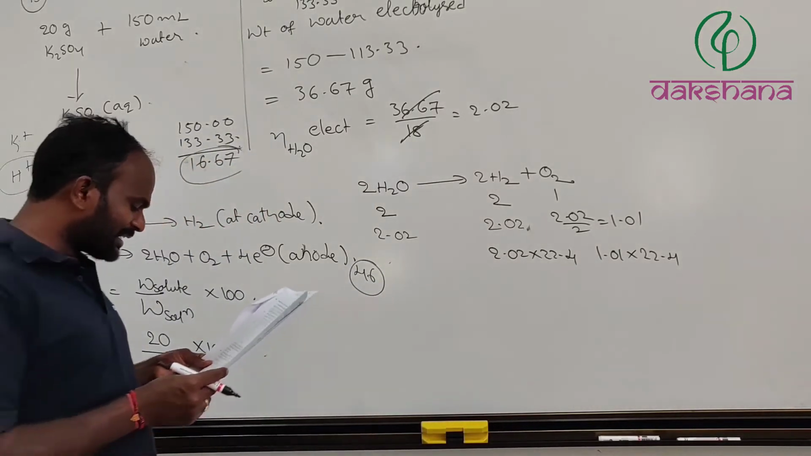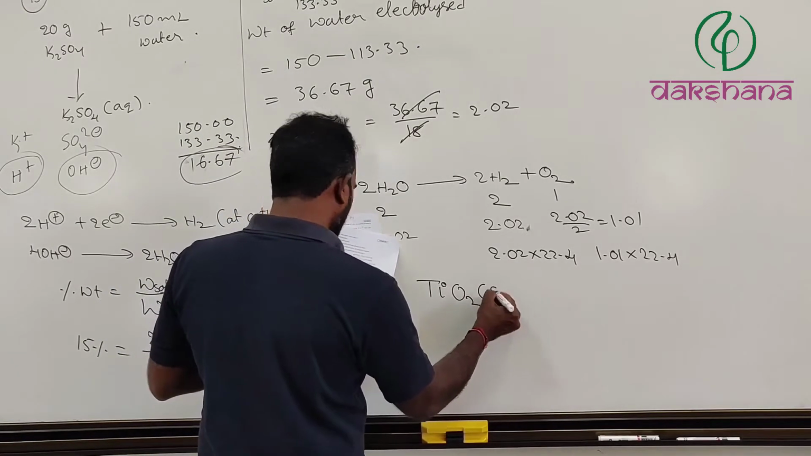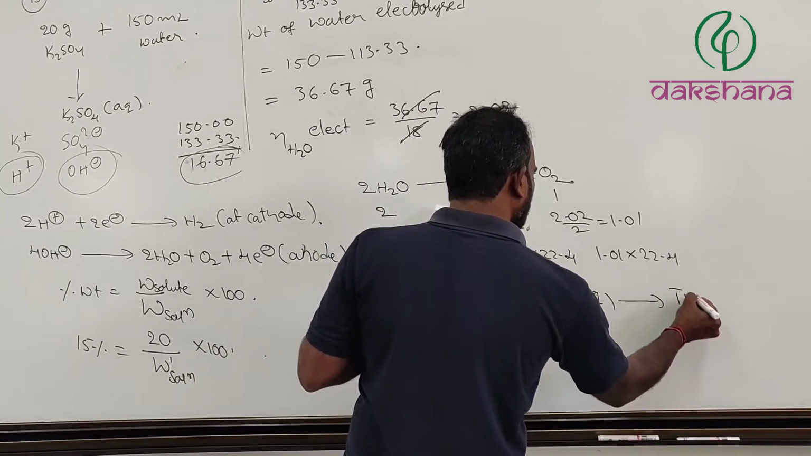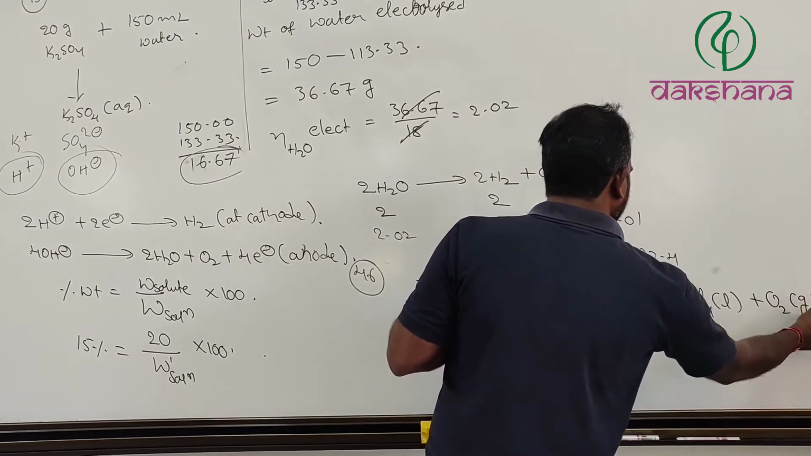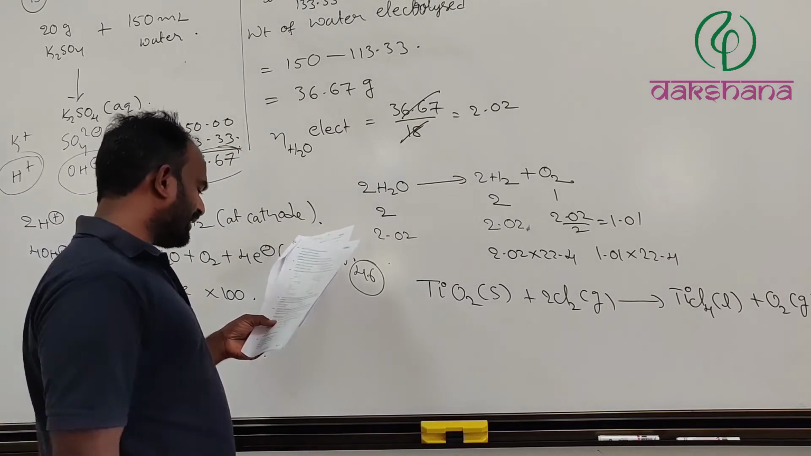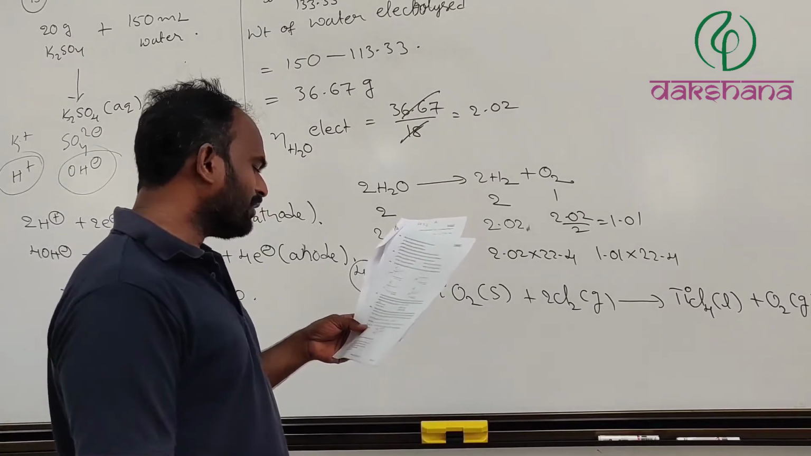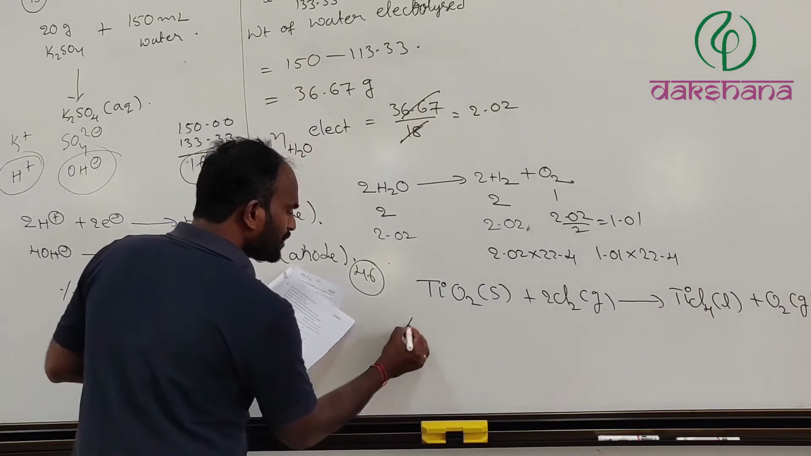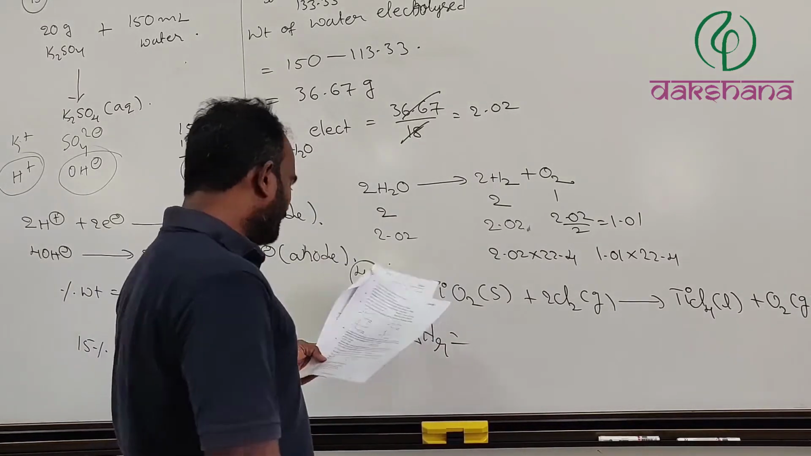In this question number 46 we have a reaction: TiO2 solid plus 2Cl2 gas gives rise to TiCl4 plus O2 gas. And here they have given delta H0F of TiO2, TiCl4, chlorine, oxygen. S0 values are also given, and they are asking about the change in enthalpy of the reaction and the change in entropy of the reaction.